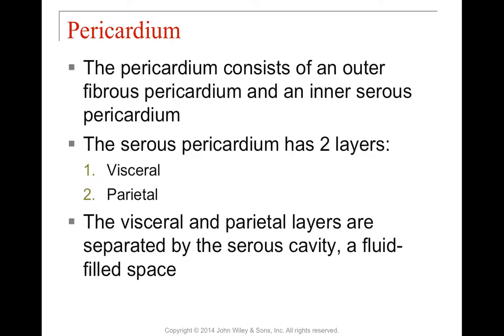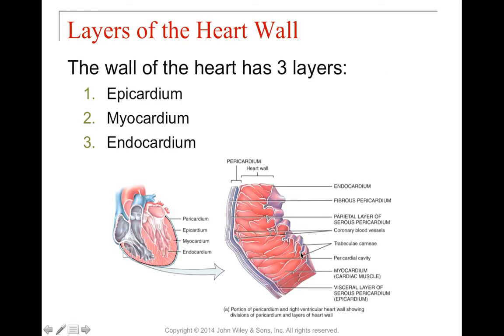So the pericardium has two major layers, the visceral region and the parietal region. It has an outer section and an inner section. The outer section is going to be fibrous and very strong, and the inner section is serous. It has some liquid in there that's going to allow for the contractility with less friction. So the visceral and the parietal layers are separated by that serous cavity, which has that fluid in the middle.